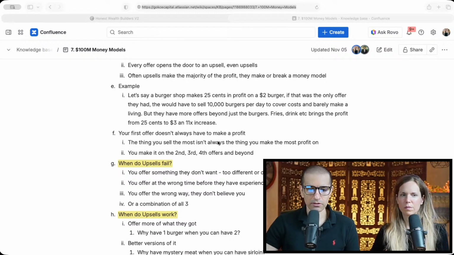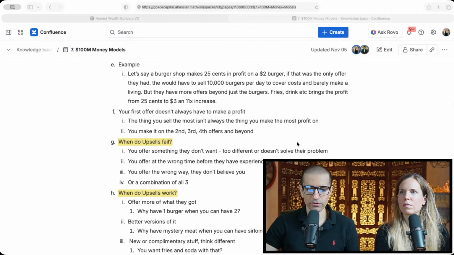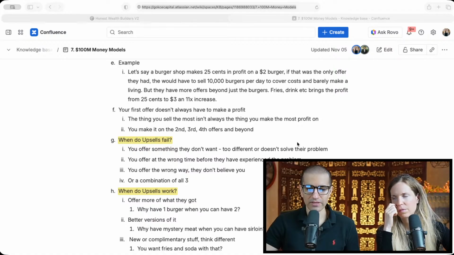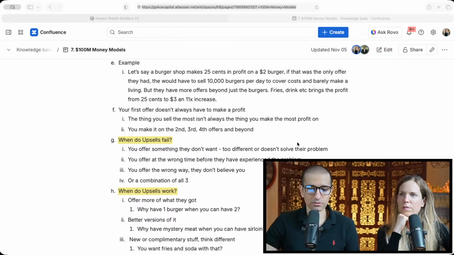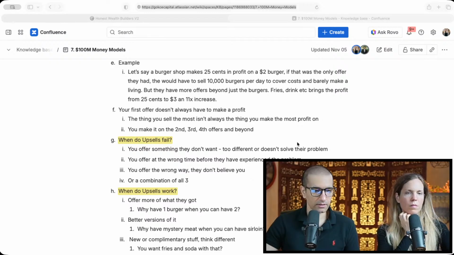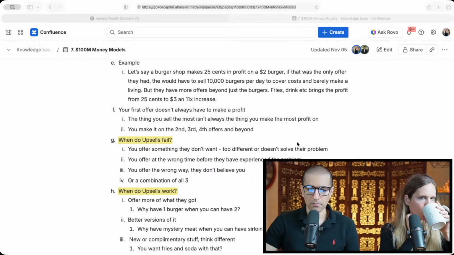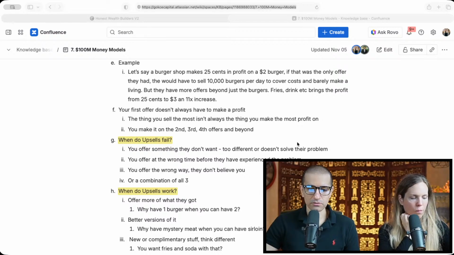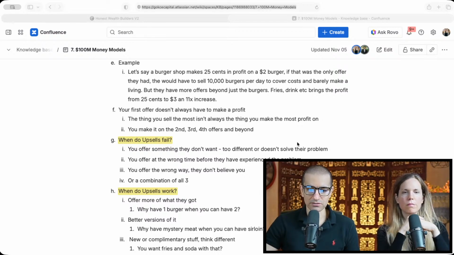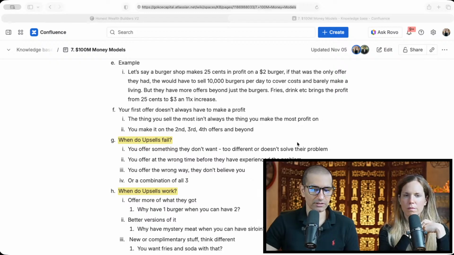So let's say a burger shop makes 25 cents in profit on a $2 burger. If that was the only offer they had, they would have to sell 10,000 burgers per day to cover costs and barely make a living. But they have more offers beyond just the burgers: fries, drinks, etc. That brings the profit from 25 cents to $3. That's an 11-time increase.